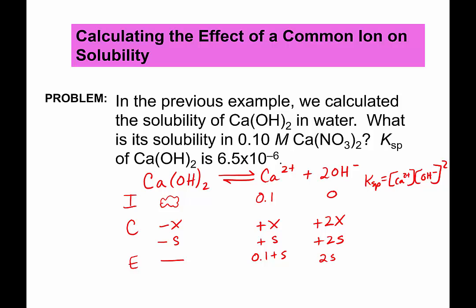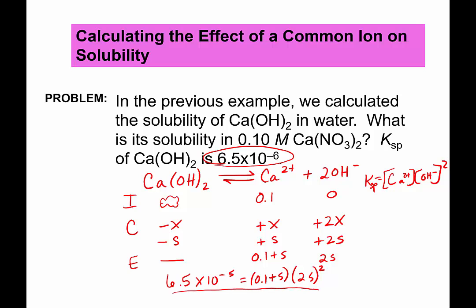So when we write out our Ksp expression, we're going to say our Ksp is equal to 0.1 plus S times 2S squared. Okay, so now we need to talk about how to make good assumptions to simplify this, because you can see that this could be a little bit messy to solve. So what we're going to talk about is how we can make an assumption to simplify it.